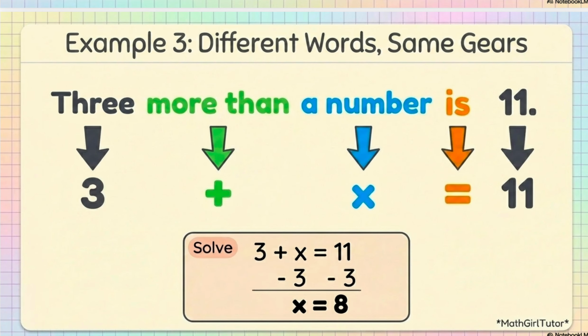Here's another example. 3 more than a number is 11. A number becomes x. More than tells us we're adding, and is means equals. So we can write 3 plus x equals 11. Then subtract 3 from both sides, and we get x equals 8. This is a good reminder that different word phrases can still lead to the same kind of equation.